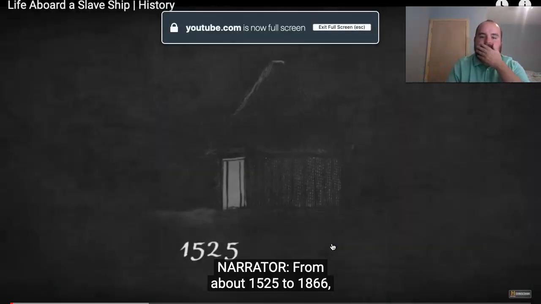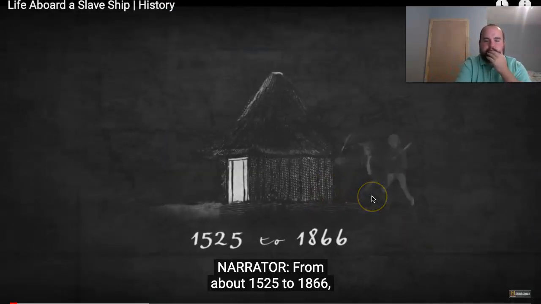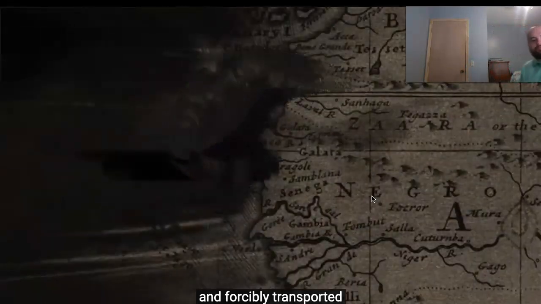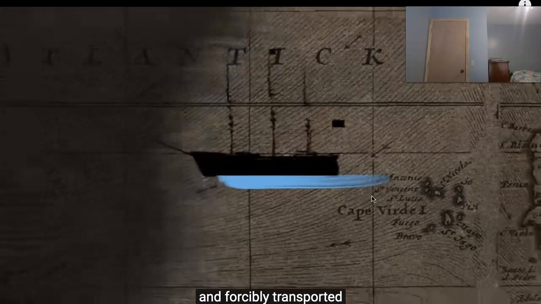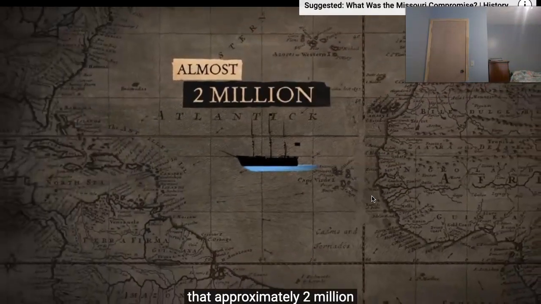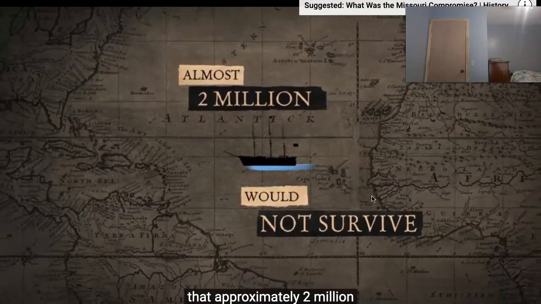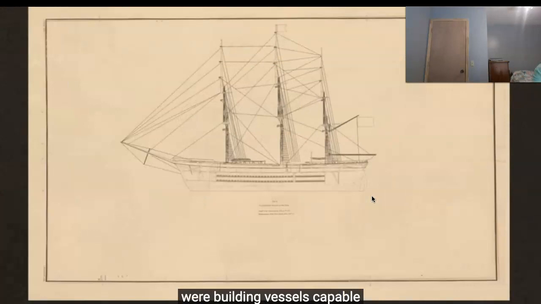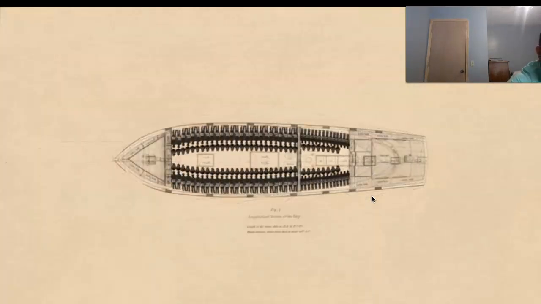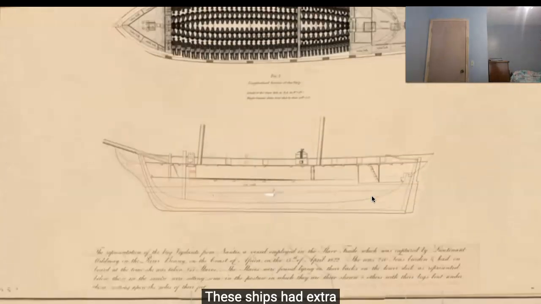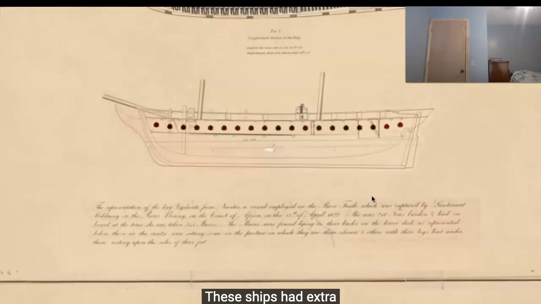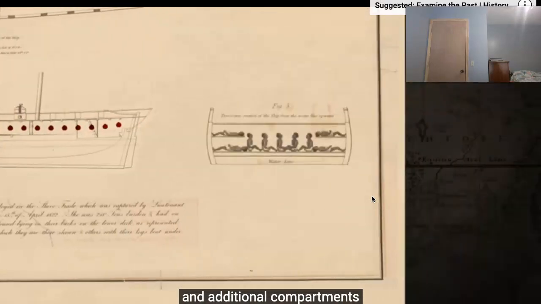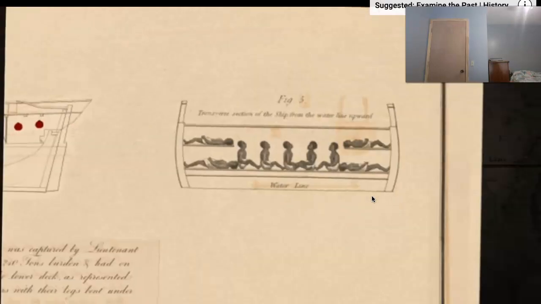From about 1525 to 1866, 12.5 million Africans were taken from their homeland and forcibly transported across the Atlantic, a journey that approximately 2 million of them would not survive. By the turn of the 18th century, European merchants were building vessels capable of transporting hundreds of enslaved people per journey. These ships had extra portholes for ventilation, weapons mounted on deck in case of rebellion, and additional compartments added below deck to take on more human cargo.